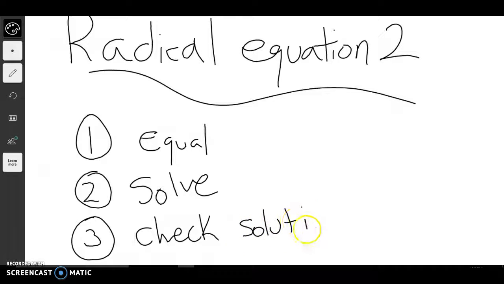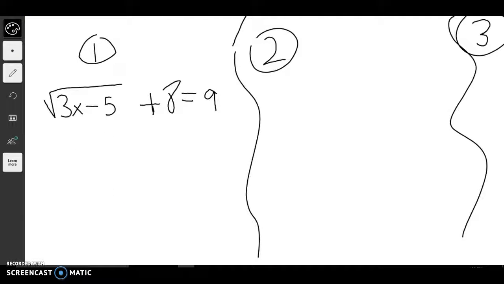Okay? So we're going to try a couple different problems today. We're going to try to solve a couple different things and see how these kind of equations are a little bit different than the normal equations we're used to, like 3x plus 5 equals 10. So these are the big things. Make sure you have an equal sign, solve it, and then we're going to check our solutions. Let's try some examples.